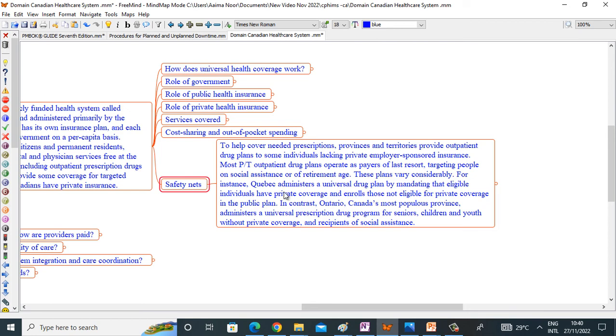For instance, Quebec administers a universal drug plan by mandating that eligible individuals have private coverage, and enrolls those not eligible for private coverage in the public plan. In contrast, Ontario, Canada's most populous province, administers a universal prescription drug program for seniors, children and youth without private coverage, and recipients of social assistance.